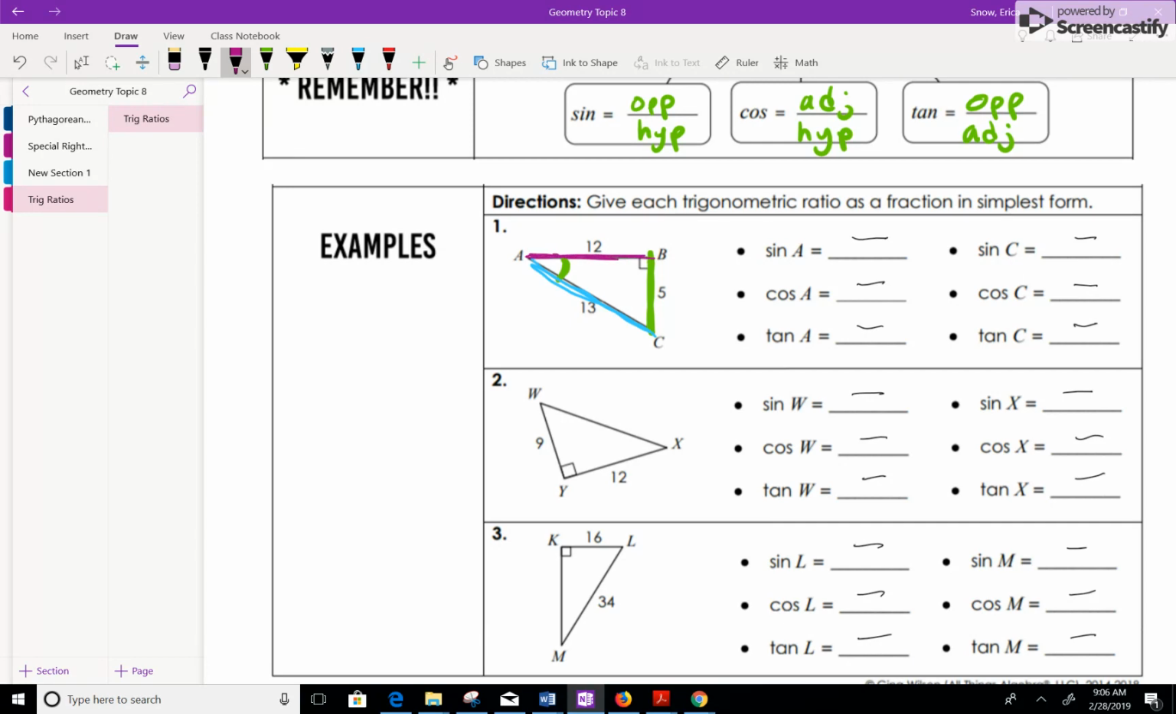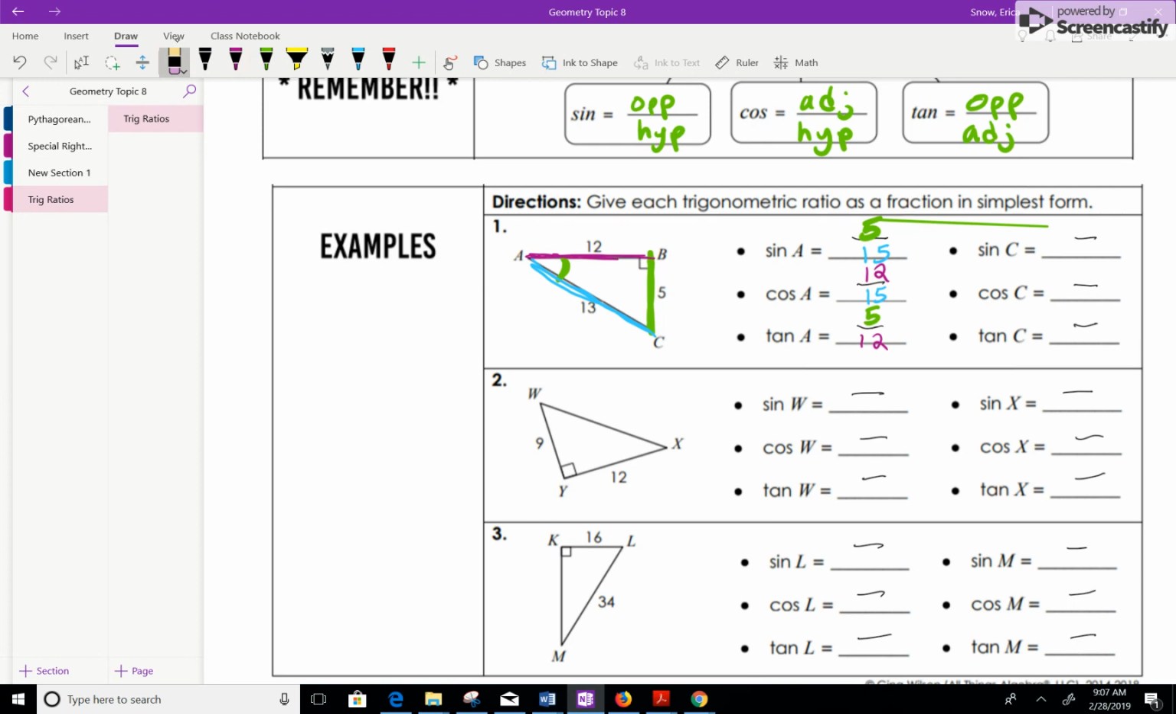So sine is opposite over hypotenuse. Cosine is the adjacent side over the hypotenuse. And for tangent, we get our opposite side over our adjacent side.